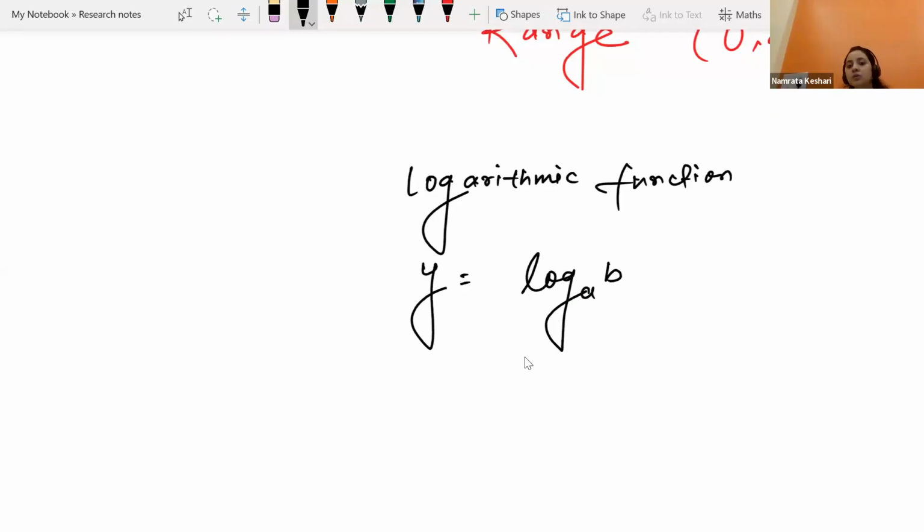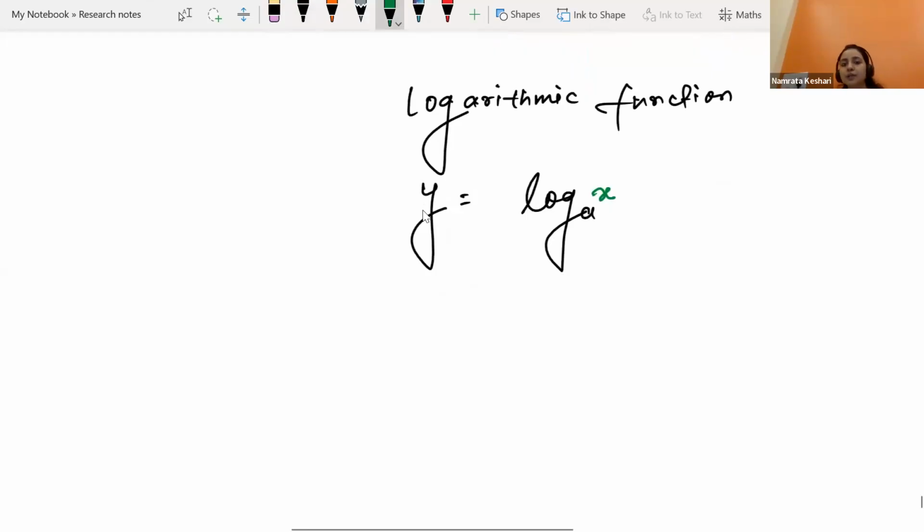Now here, the question is, what will be b? Okay, instead of b, let me take x over here. Then we will be comfortable. Now we can understand here, input is x and output is y. Right, Fatima? Okay, any function in this form is called a logarithmic function. Now the question is, is there any criteria for x? Is there any criteria for a? Does a also matter? So let's see.